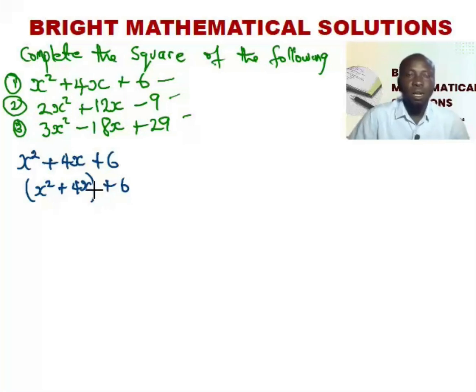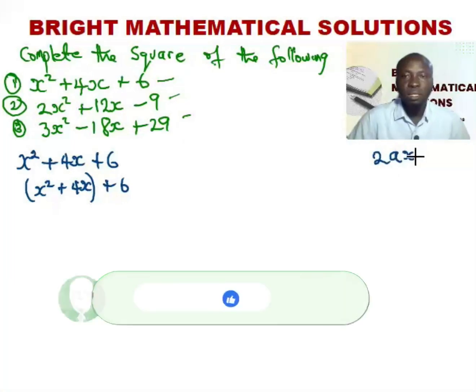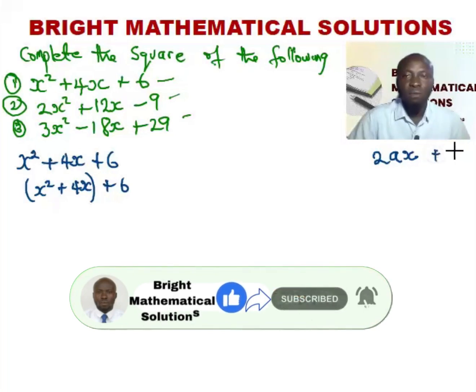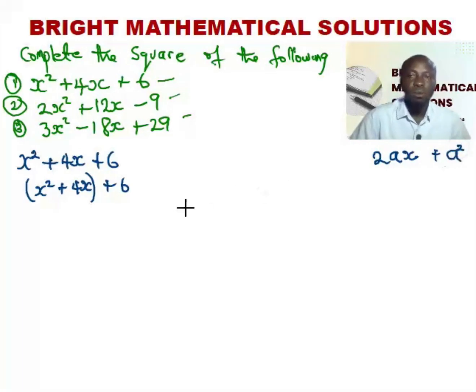Nothing has changed. Now, we are going to manipulate this. Remember, in the middle we have 2ax, and at the edge, we have a squared. This is 2a, that means half of what we have here. So we are going to look for the half of what we have here, that will be 2, and we are going to square it. Half of what we have here is the thing we multiply by 2, and the square of it is what we have here.